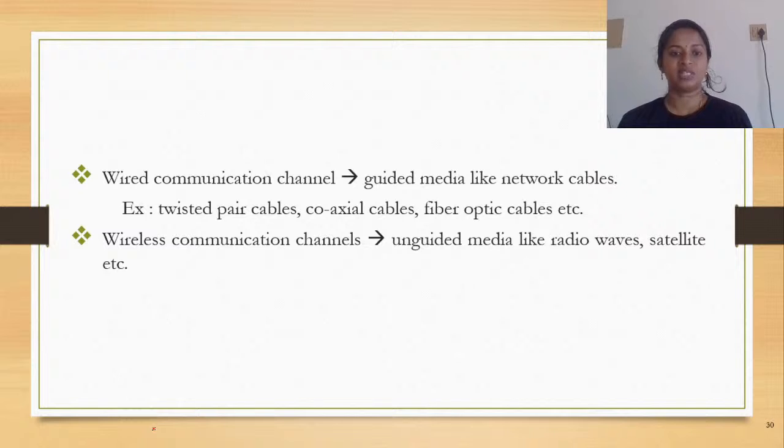So next we're going to see the different wired and wireless communication channels. Now, see here the difference. As I told you, we talked about the example of a mouse, right? Wherein the mouse can have both wired communication. The mouse can be either wired or wireless.